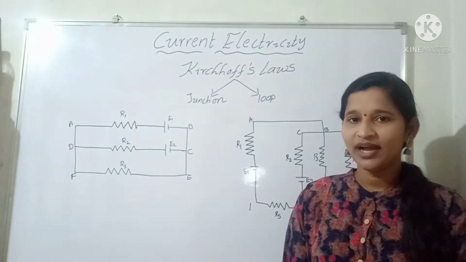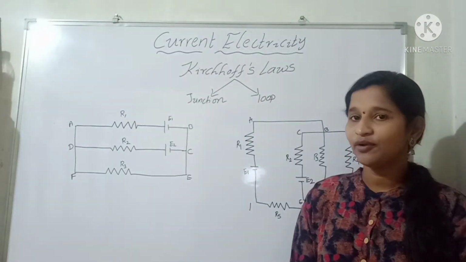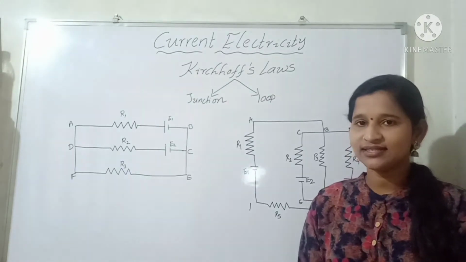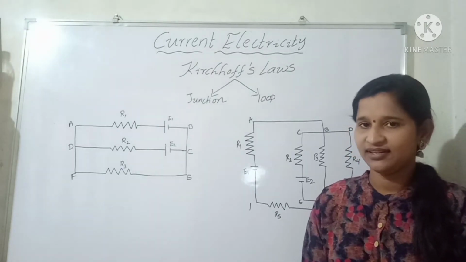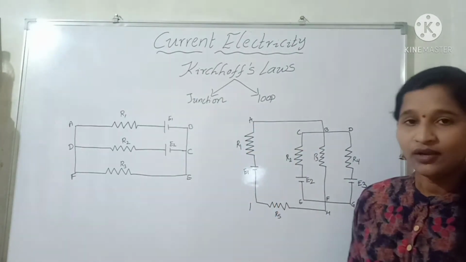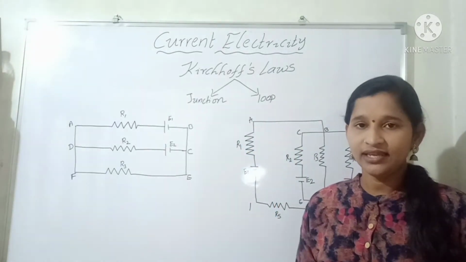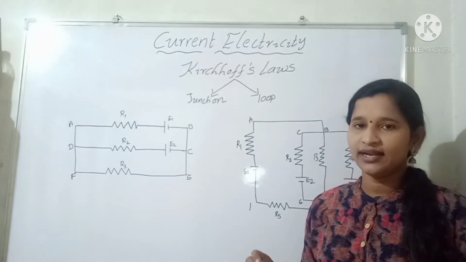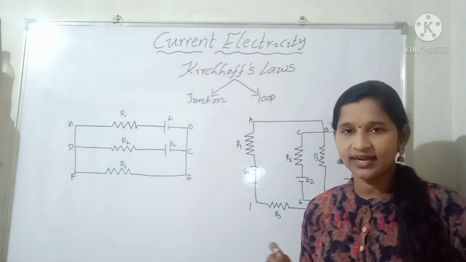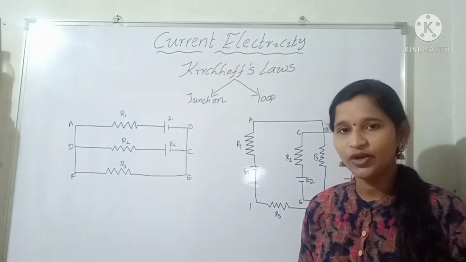In this video, I am going to discuss Kirchhoff's law's second rule. In the previous video, I discussed the first rule, the junction rule. So let us see what a loop is. A loop is any closed conducting path. In a circuit, any closed conducting path is called a loop.